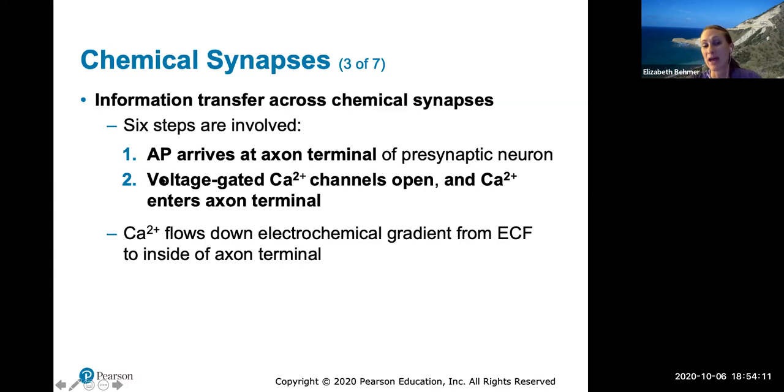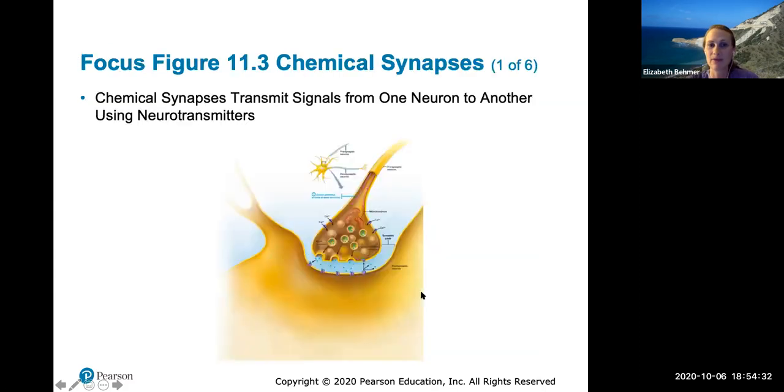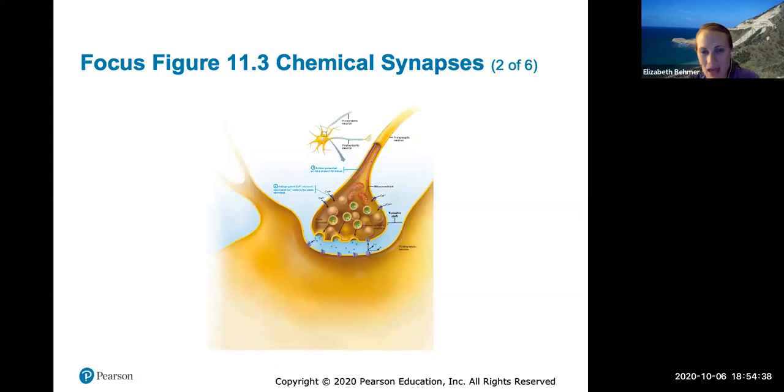When the action potential arrives at the end of the axon terminal, voltage-gated calcium channels open and calcium enters the axon terminal. Calcium flows down its electrochemical gradient from the extracellular fluid, so outside the neuron, to the inside of that axon terminal. So here's the first step. The chemical synapses transmit signals from one neuron to another using neurotransmitters. And it's hard to read here, but this is showing how the voltage-gated calcium channels are opening and calcium enters in this axon terminal.